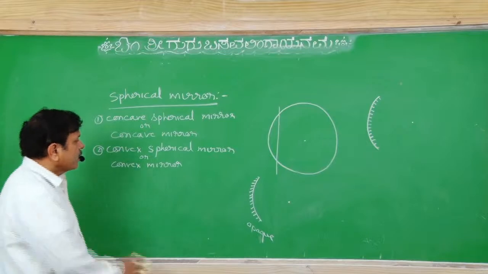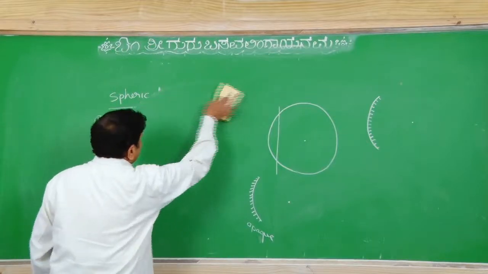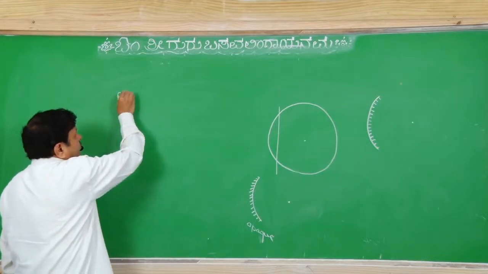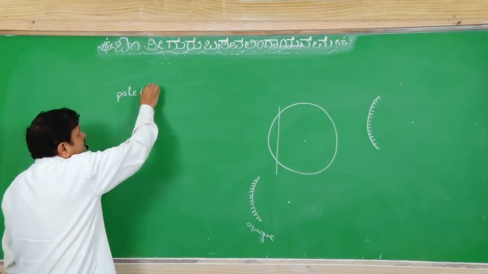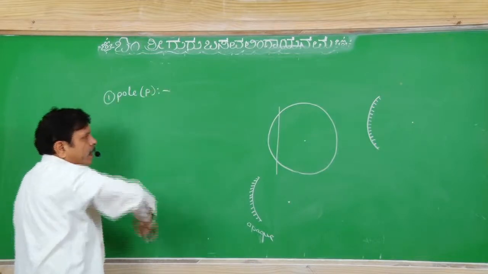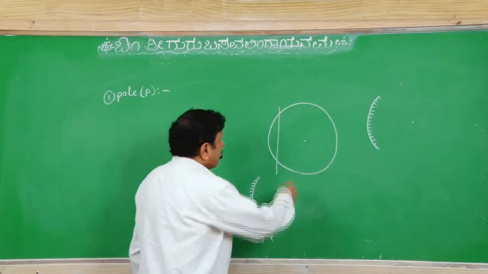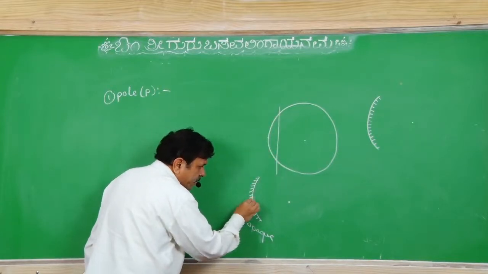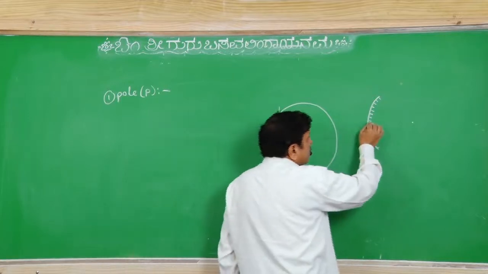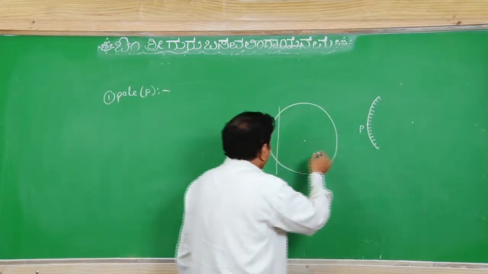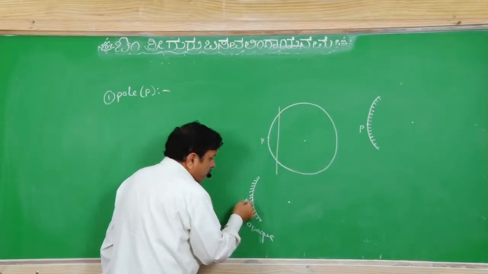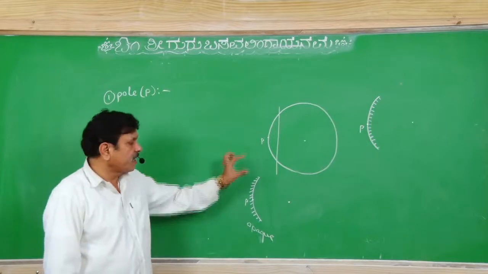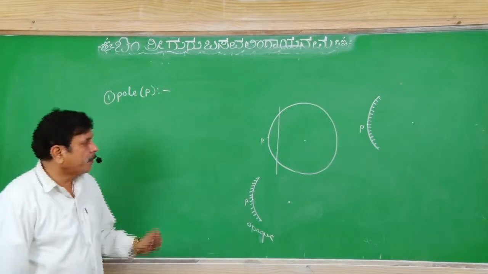Now here some definitions are there, some points to be remembered. First point is pole. It is denoted by the letter P. Suppose we take the midpoint of this one. Here, this point is the midpoint, and here, this is the midpoint. Then that point is called the pole. The midpoint of the reflecting surface of a spherical mirror is called the pole.